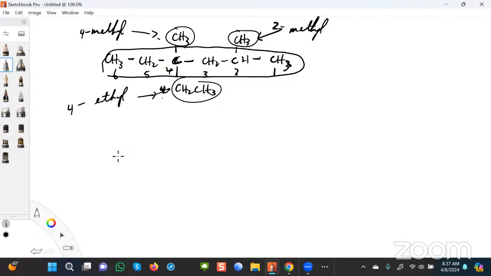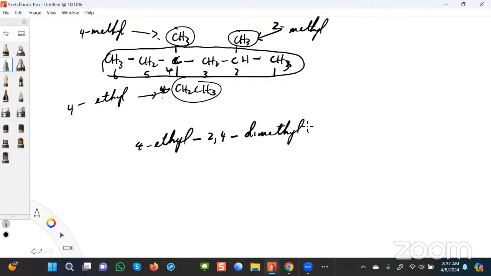Now, again, we have to go alphabetically, right? In terms of indicating where the branches are. So the first thing we're going to put here is 4-ethyl, right? Then we put a dash. And since we have 2 methyl groups, one is located in the second position, or the second carbon. The other one is located on the 4th carbon. And then we put dimethyl, right? Because there are 2 methyl groups. One bonded to carbon number 2 and the other bonded to carbon number 4, all right?